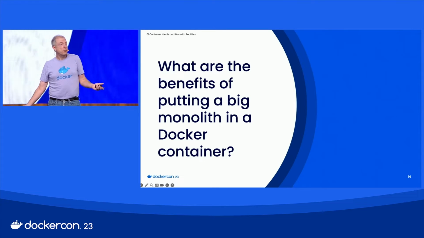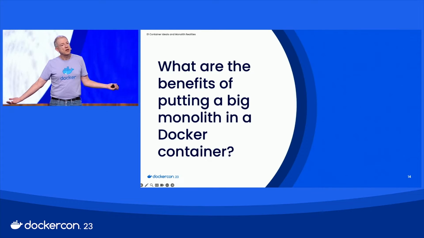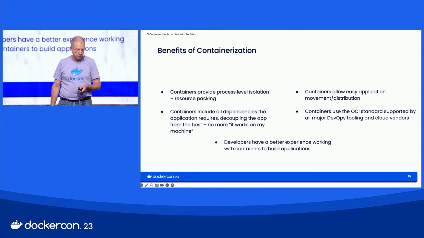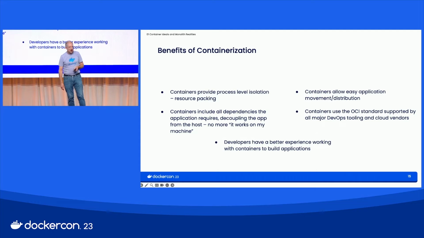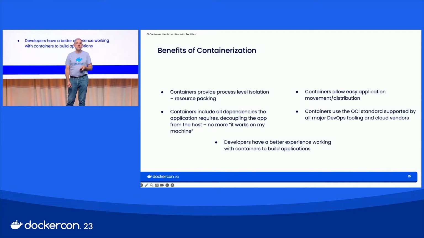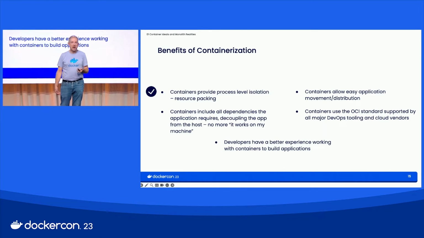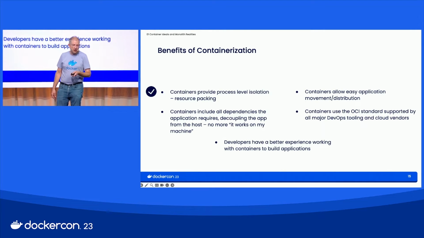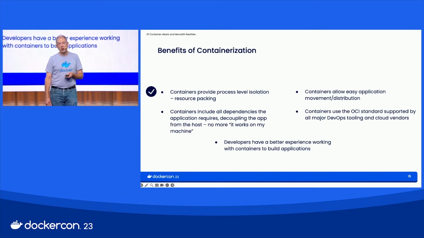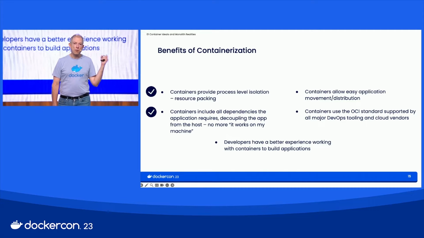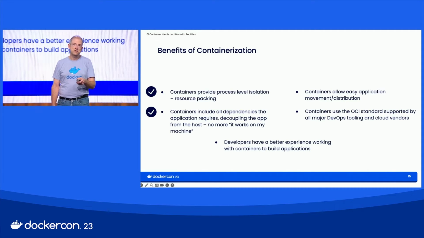So what are the benefits of doing this? Why did I go put this thing into a container in the first place? What is this actually doing for me to put a monolith into a container? Well, let's go back to the benefits. Containers provide process-level isolation, meaning I can pack more things onto the same hardware. Yes, that works, even with this monolith. Containers include all the dependencies, so no more "it works on my machine." Yes, I could have 10 different versions of the JVM on my machine, and if this is running in a container, then that still works for me.